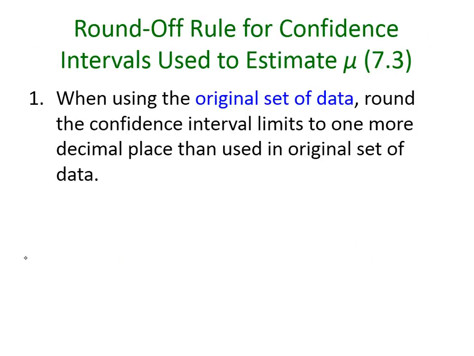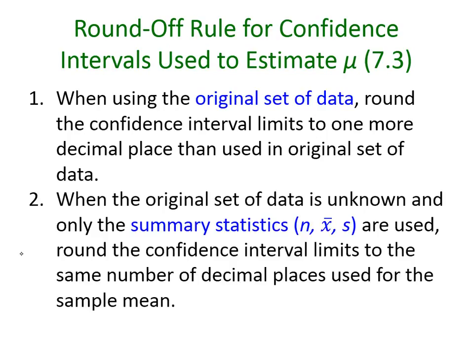Okay, round off rule for confidence intervals. When using the original set of data, round the confidence interval limits to one more decimal place than is used in the original set of data. On the other hand, when the original set of data is not known and only the summary statistics are given, so you know the sample size, the sample mean, and the sample standard deviation, then you round the confidence interval limits to the same number of decimal places used for the sample mean.